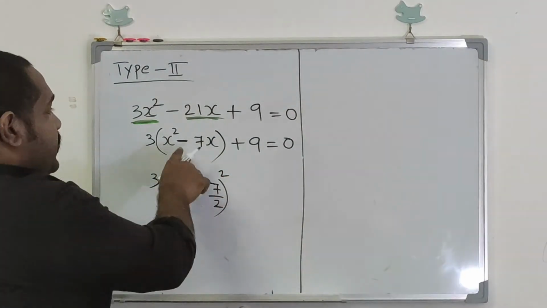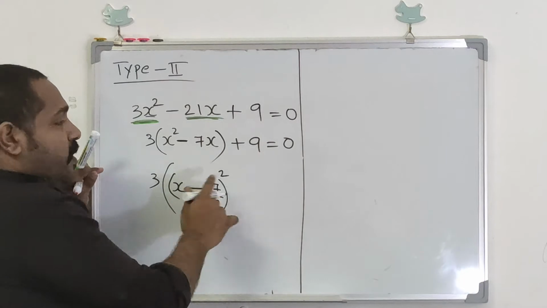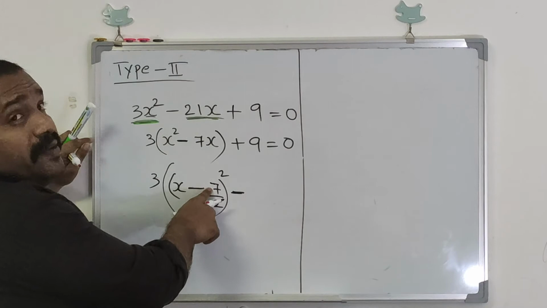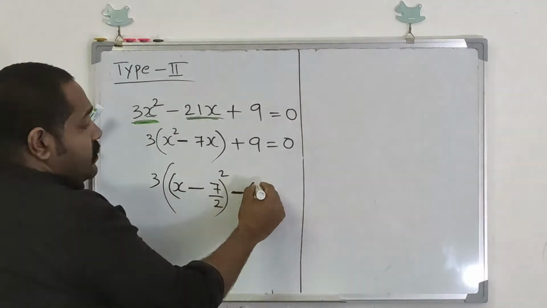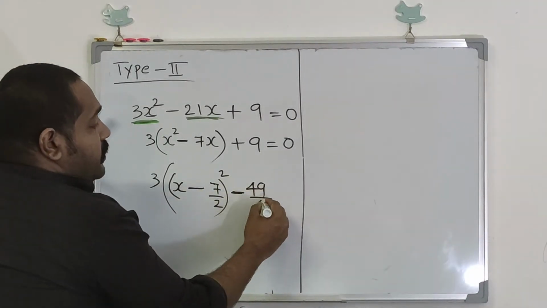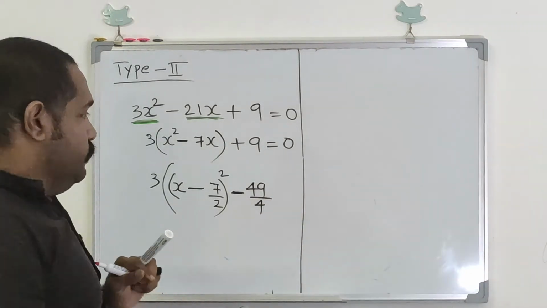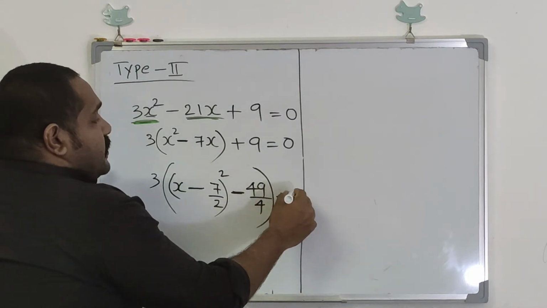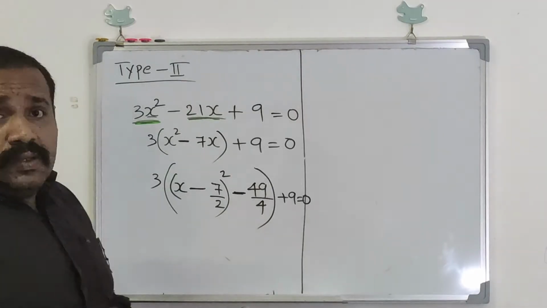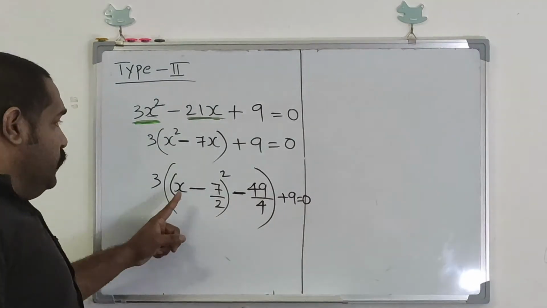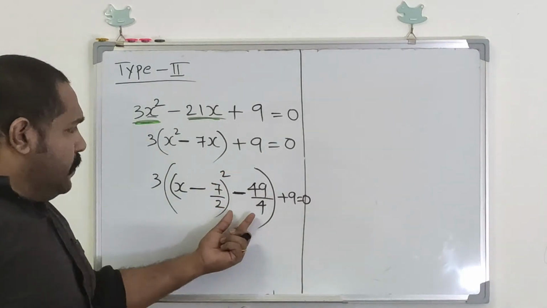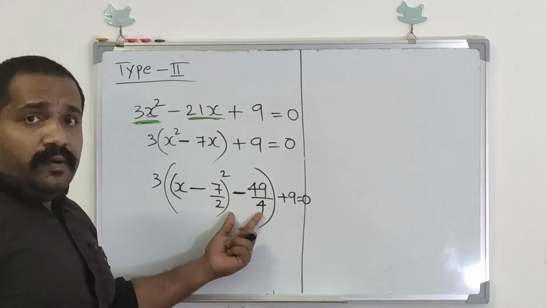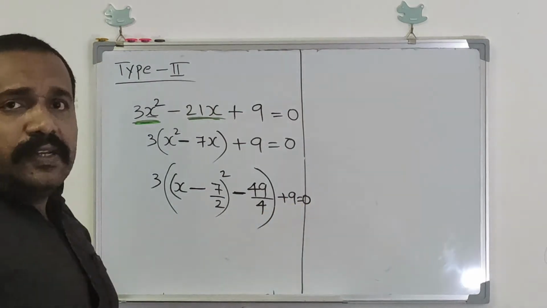Then irrespective of this sign, even if it is plus or minus, you have to put minus half of, square of 7 by 2. So what is square of 7 by 2? That is going to be 49 over 4, plus 9 equal to 0. So the answer is 3 into x minus 7 by 2 whole square minus 49 by 4, plus 9 is equal to 0.